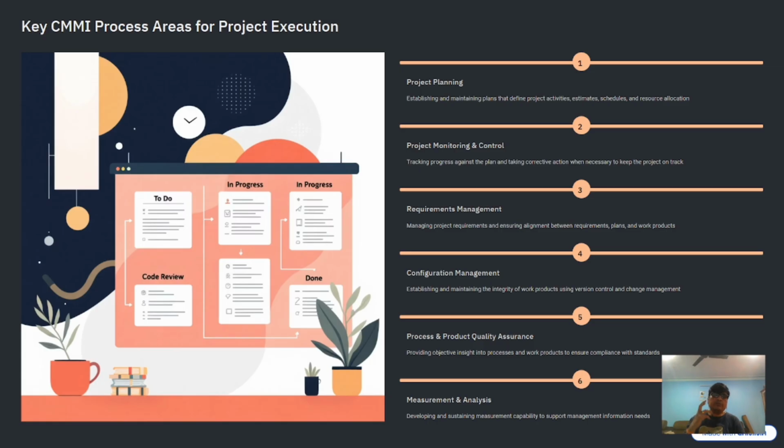Because these corrective actions are very necessary to improve the project frequently, to improve the project consistently. Requirement management. Many of the times we are not able to understand the requirements from the customer, or even if we understand the requirements, we are not able to percolate those requirements down to the developer, to the tester, and ambiguity is created in the project, and that's the reason for the failure of the project.